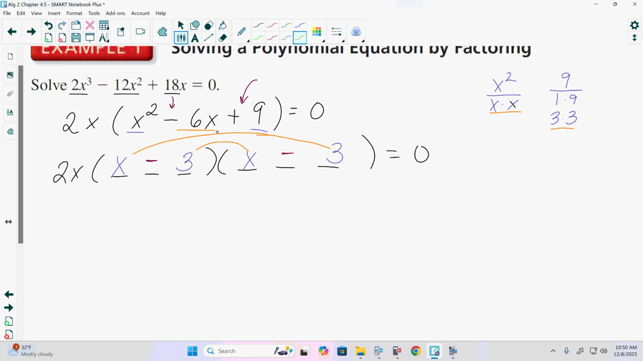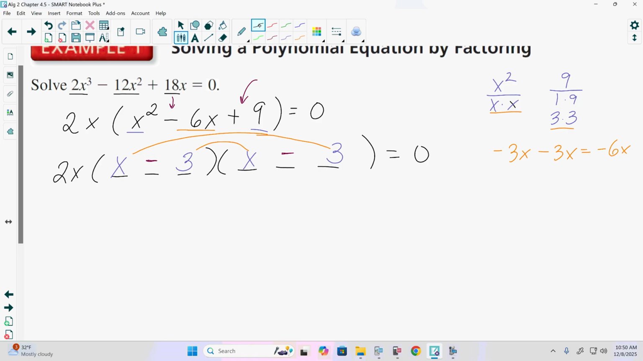The one we want to check for is the middle term, this negative 6x. Now, x times negative 3 is negative 3x. Negative 3 times x is negative 3x. And negative 3x minus 3x, negative 3 minus 3, is negative 6x, which is indeed the middle term that we wanted. So it's telling us these are the correct factors. Questions on this so far?